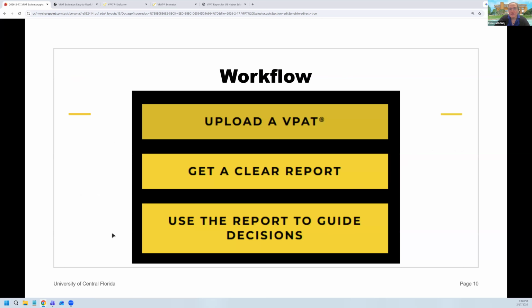So the workflow as we've designed it: the user uploads a VPAT, the tool provides a clear report, and the user uses that report to guide decisions and next steps, and really conversations, which is what we found to be the most valuable thing about this product. Anyone who's using it has the baseline understanding to have a conversation about a product and really ask questions that they might not have known to ask if they didn't have that baseline review.